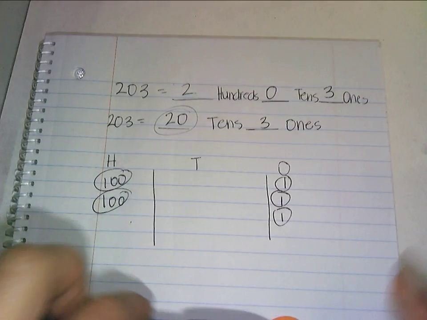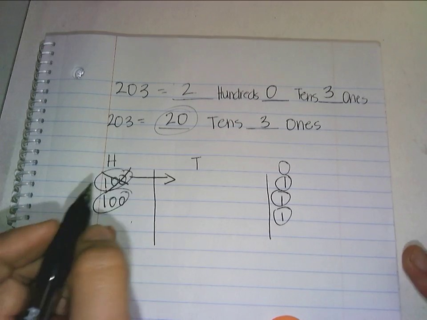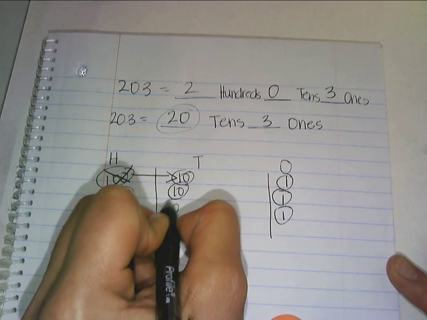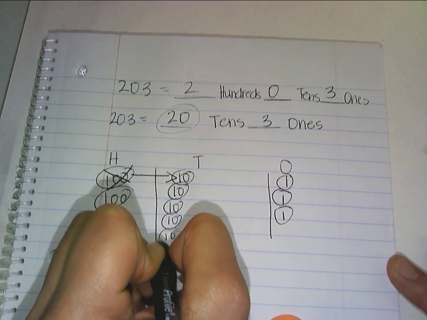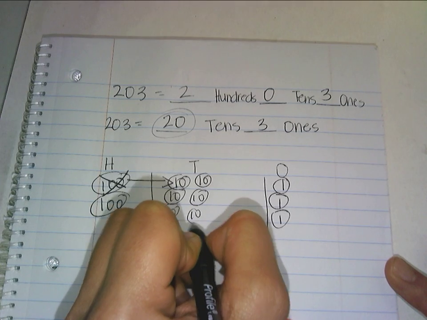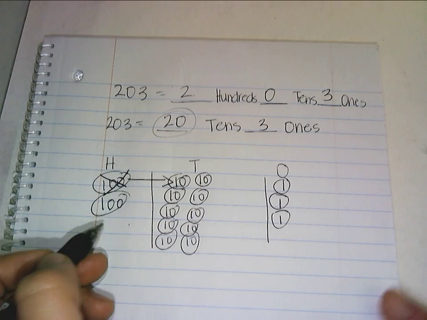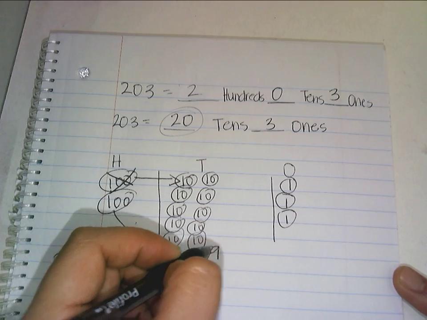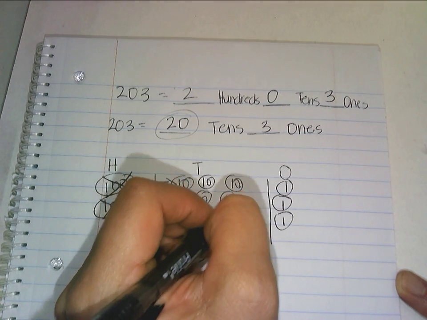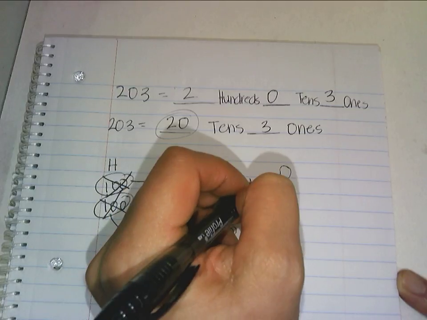So I'm going to cross this off, and I'm going to put it back into the tens place as 10 tens. So 1, 2, 3, 4, 5, 6, 7, 8, 9, 10. Same thing here. I'm going to put this back. I'm going to put it on this side, cross it off, and I'm going to unbundle it. It's like regrouping backwards. Does that make sense?